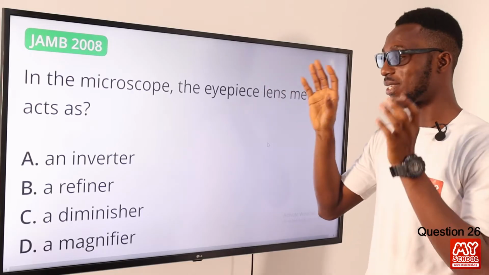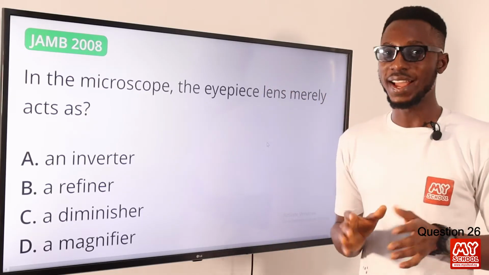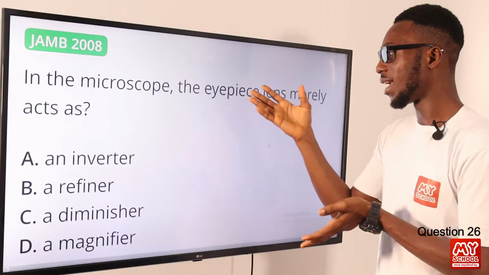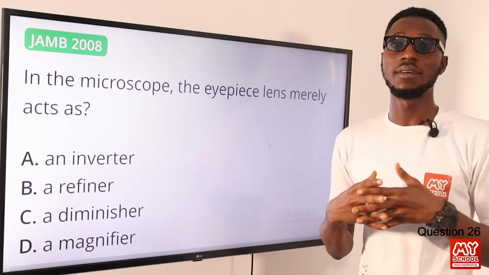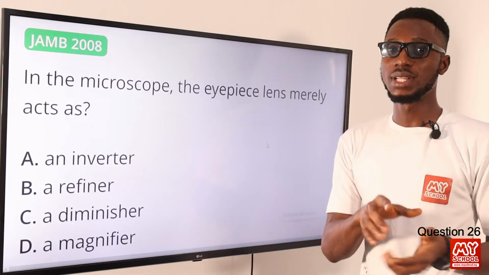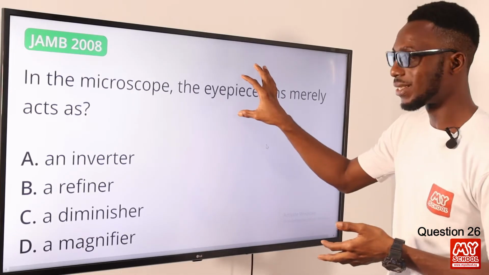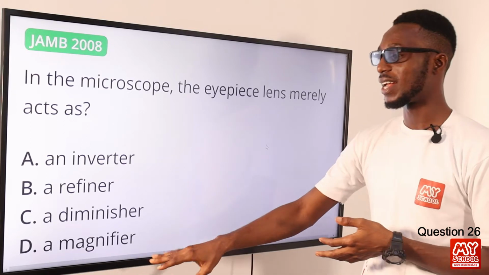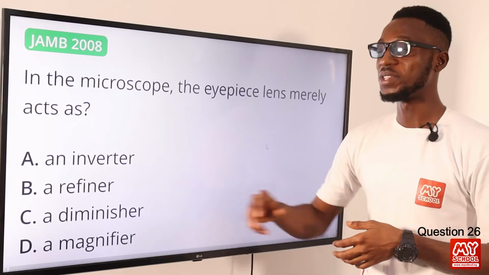We know that it's just acting as the magnifier. Both lenses, the eyepiece and the objective lens, we know they have short focal length, but this has a larger one compared to the objective lens. So the function of this eyepiece lens is just to act as a magnifying glass for the object. So option D is the correct option.